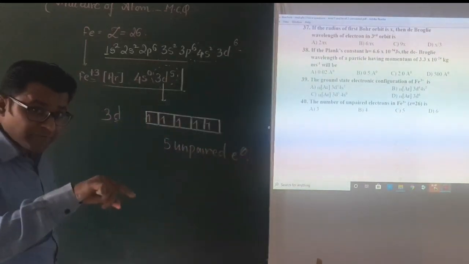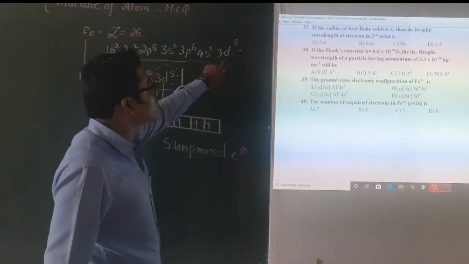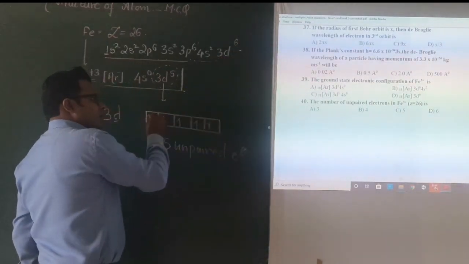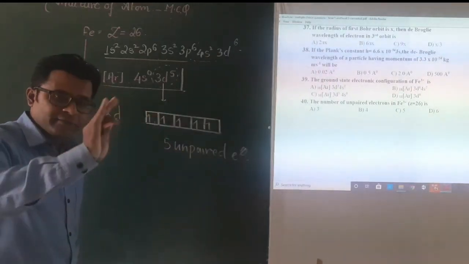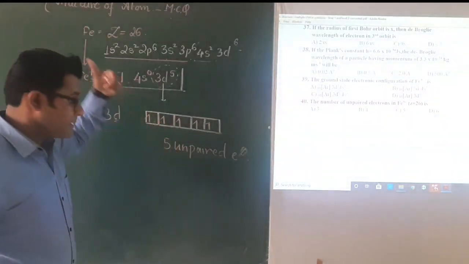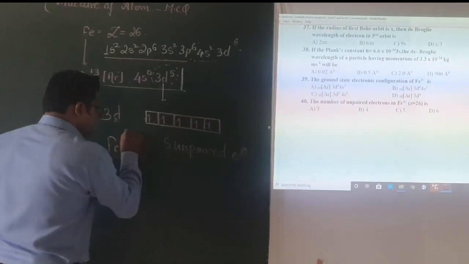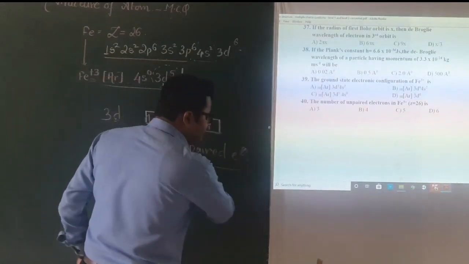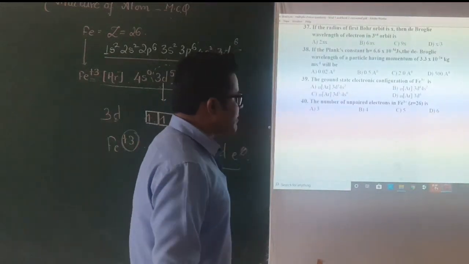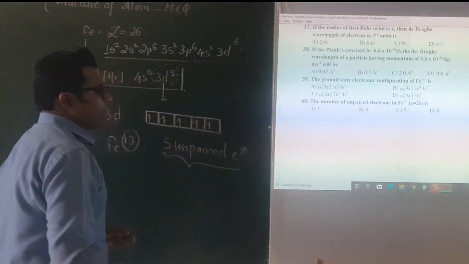But if it was a simple Fe, then what would have happened? It would have an electronic configuration of 3d6. That means 5 electrons, and then pairing starts, with one more electron over here. So for Fe, we would have 1, 2, 3 and 4 unpaired electrons. Now, for the Fe plus 3 condition, we have 5 unpaired electrons. Therefore, for question number 40, the answer is C, equal to 5.